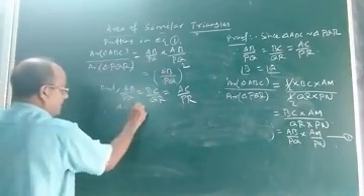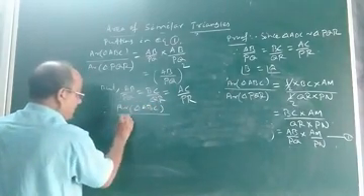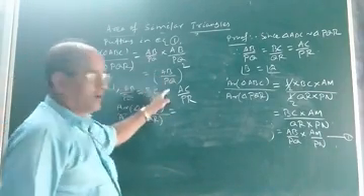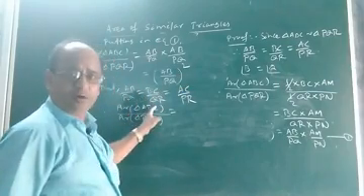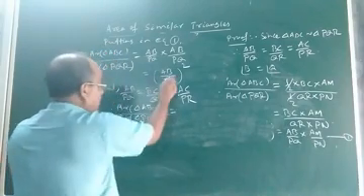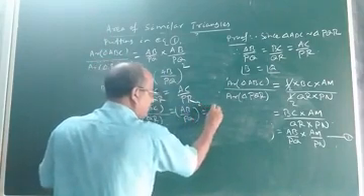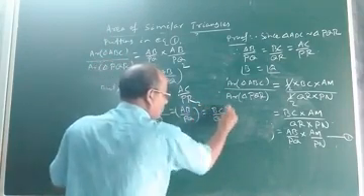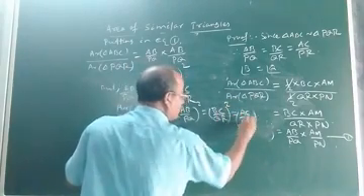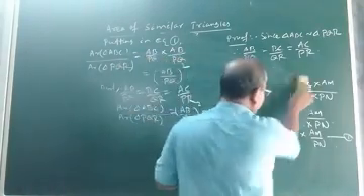Therefore, area of triangle ABC divided by area of triangle PQR is equal to AB by PQ whole square, but AB by PQ is equal to BC by QR, which is again equal to AC by PR. That means this ratio is equal to AB by PQ whole square. It will again be equal to BC by QR whole square, and it is again equal to AC by PR whole square. Okay. So this is what we wanted to prove.